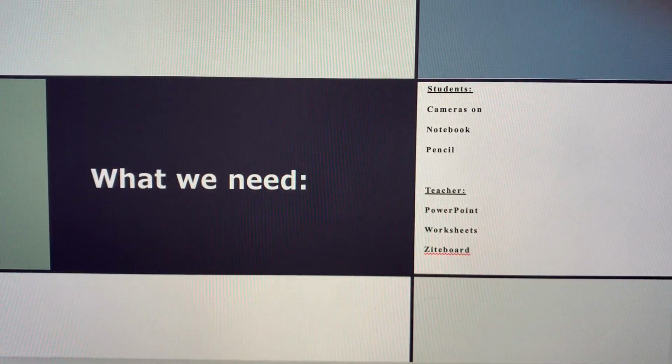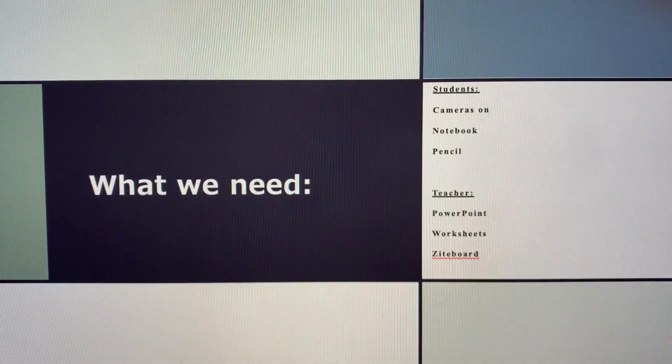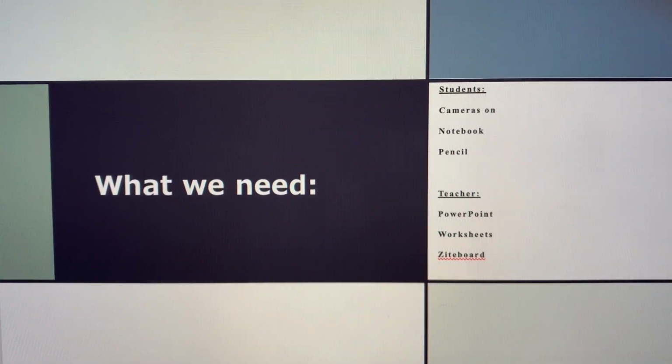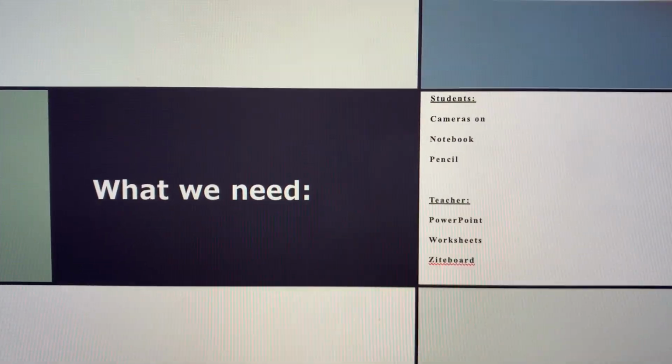So we'd start off and I would show the students this. So for the students, they need cameras on, a notebook, and a pencil. For the teacher, PowerPoint, worksheets, and a program called Whiteboard.